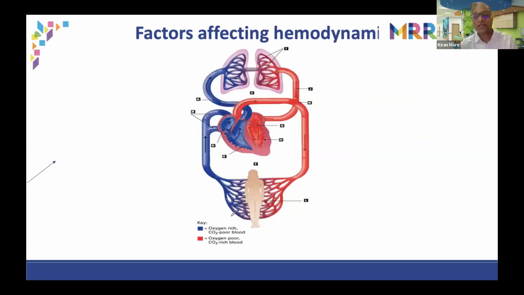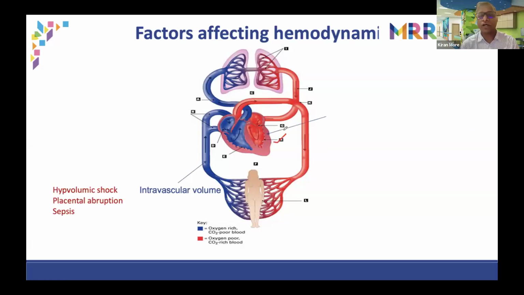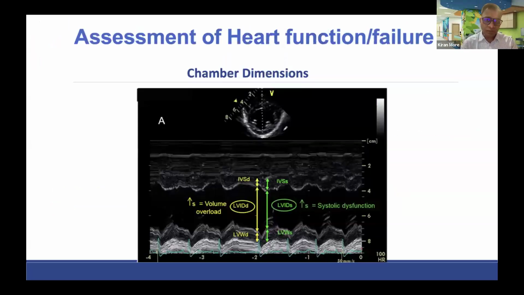The next thing is contractility. Okay. So next is going to the contractility of the heart. So how do you assess the contractility? For assessing the contractility, there are functional echo parameters. Again, we will demonstrate that bedside. So you have a parasternal long axis or a short axis view.